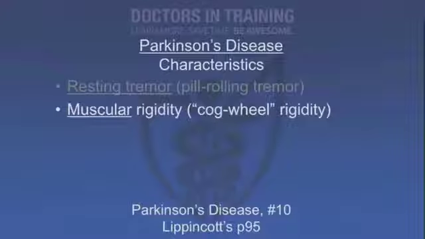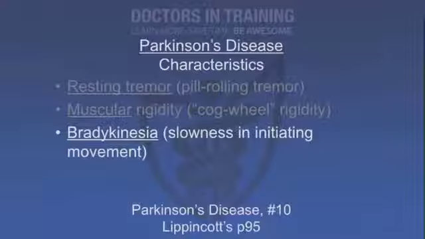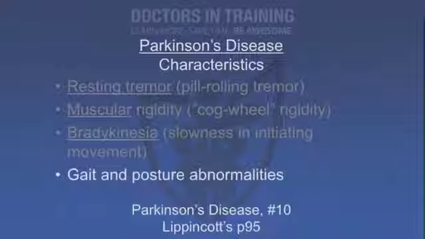You also get what's called muscular rigidity, sometimes called cogwheel rigidity, where the patient's muscles will be rigid but not fixed. You can move them, but they sort of move as though you're turning a cogwheel. You can get bradykinesia, which is slowness in initiating movement or carrying out voluntary movement. You can also have gait abnormalities or posture abnormalities.